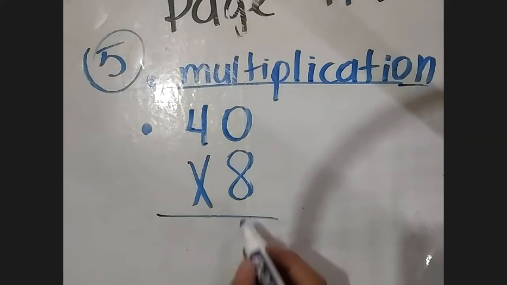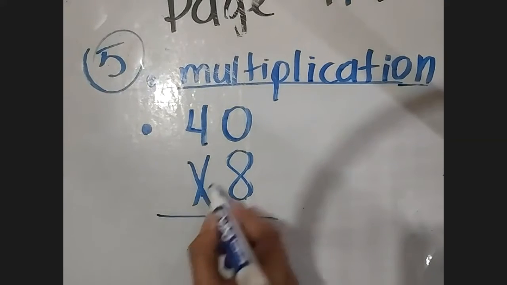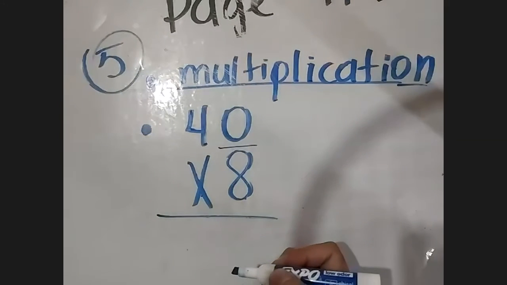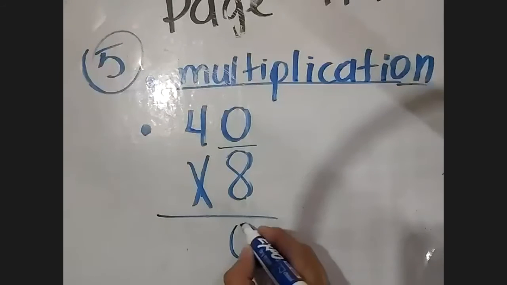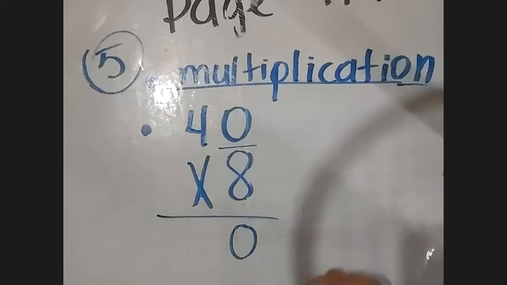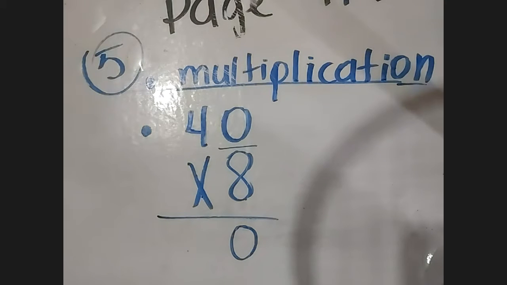Now let's multiply then. 8 times 0, 0. Remember, always, multiplying times 0 is 0, no matter what the number is. If you multiply it by 0, it is 0. Always. 320 times 0, 0. 1 times 0, 0. 10 times 0, 0. 100 times 0, 0. Okay?